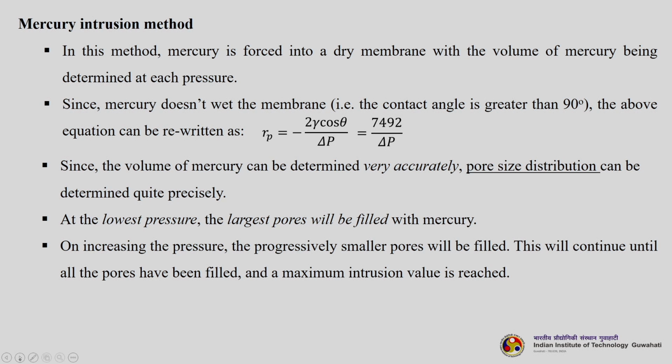This gives excellent accurate measurement because mercury does not wet the membrane. Okay. So, you can use the same Laplace equation by substituting the theta and the interfacial surface tension values. This equation gets reduced to 7492 divided by delta p, which says what? Rp is a direct consequence of delta p. Okay. So, the volume of mercury can be determined very accurately. So, the pore volume determination can be done very accurately. Pore size distribution can also be done accurately.